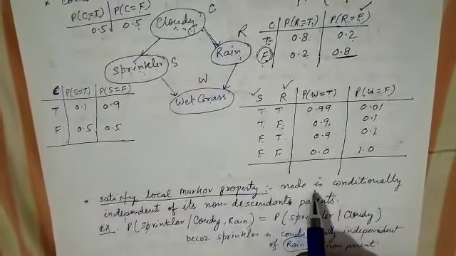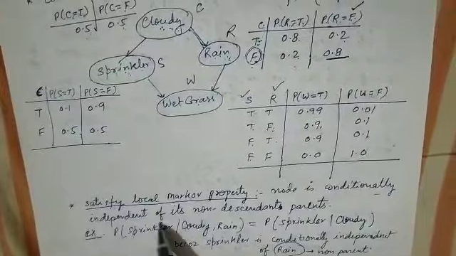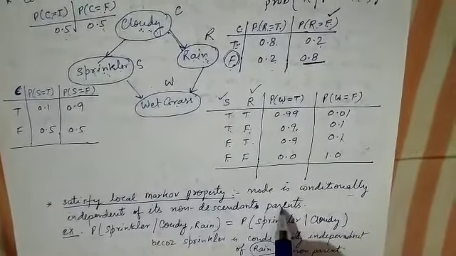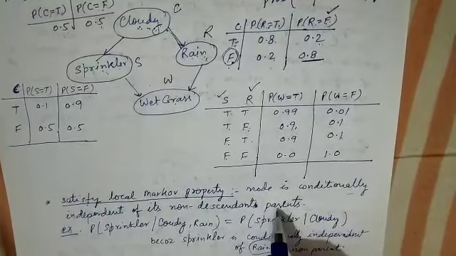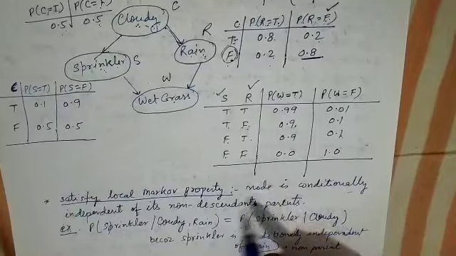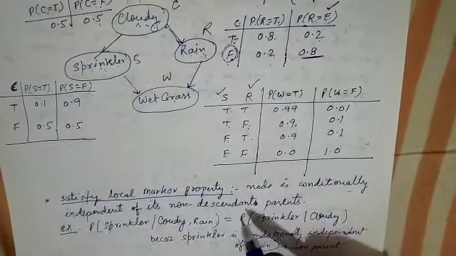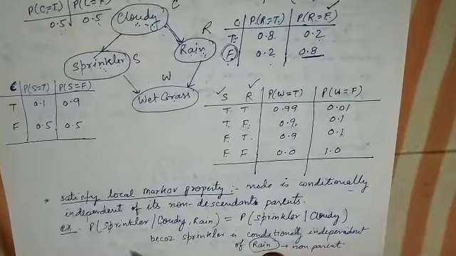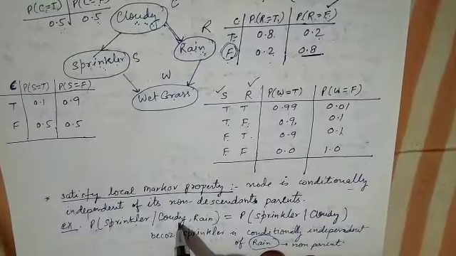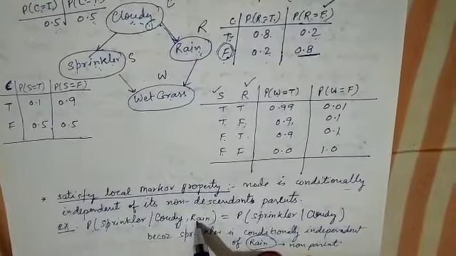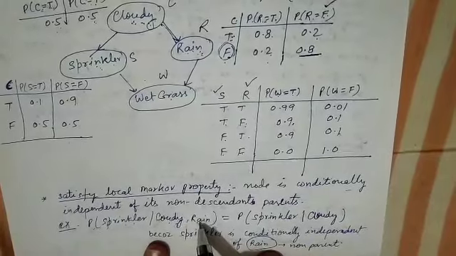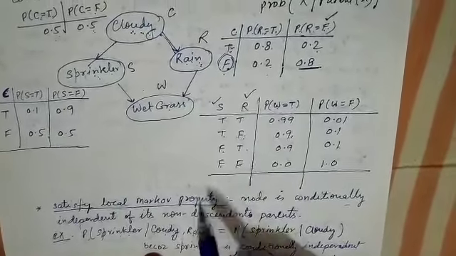What is the local Markov property? A node is conditionally independent of its non-descendants. Some nodes look like parents, but they are not exact parents, they are not descendants. In that case we will not include those variables in finding the conditional probability. Just see here, the probability of sprinkler given cloudy and rain. Cloudy is the immediate parent of sprinkler, but rain is not an immediate parent. It is a sibling here.